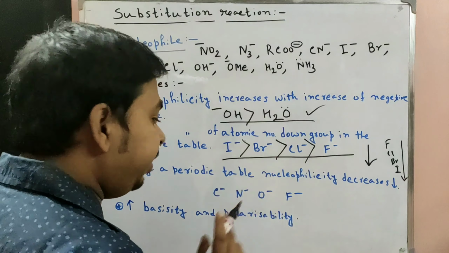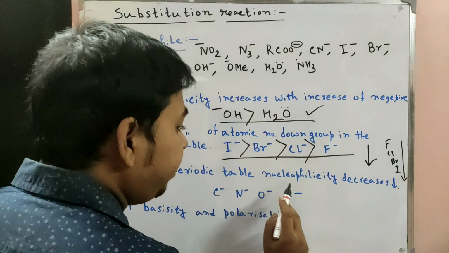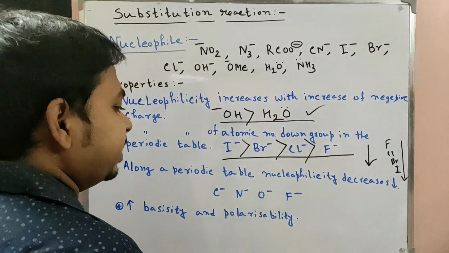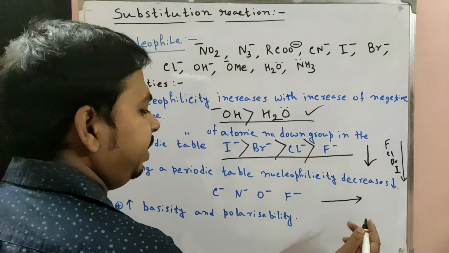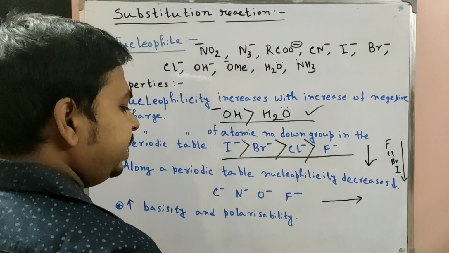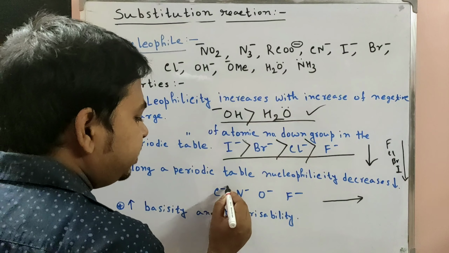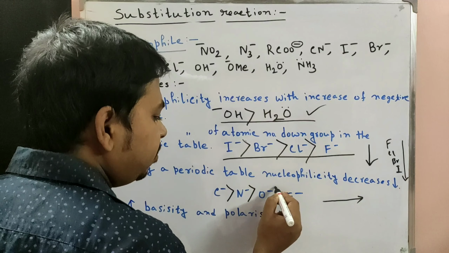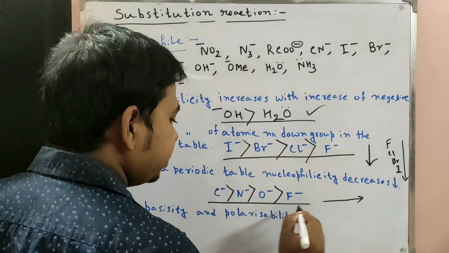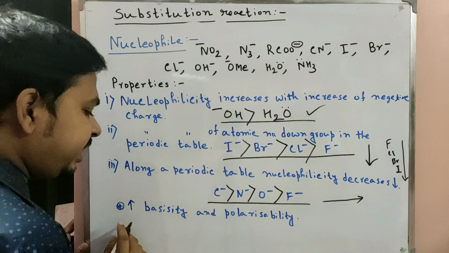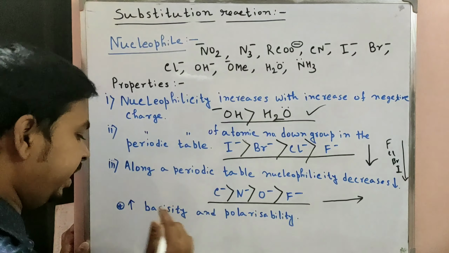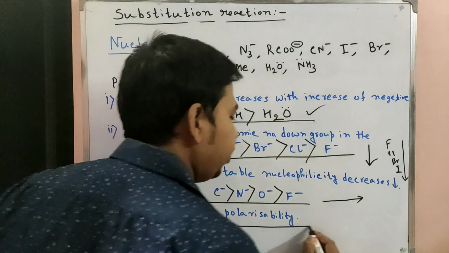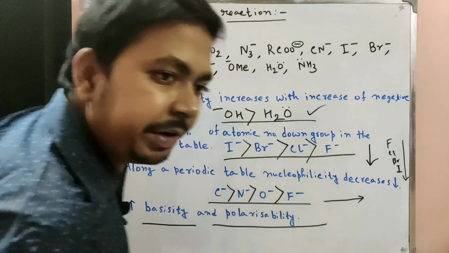And then our third point is that along a period in the periodic table, nucleophilicity decreases. When we go in this direction of the periodic table, the nucleophilicity decreases. So at first C minus is present, and then N minus, O minus, F minus. The reason is the increasing basicity, and so nucleophilicity increases with increasing basicity and polarizability. This term is very important.